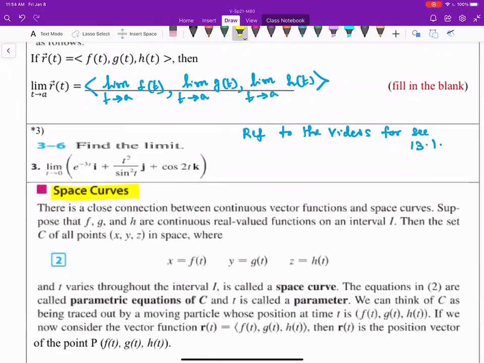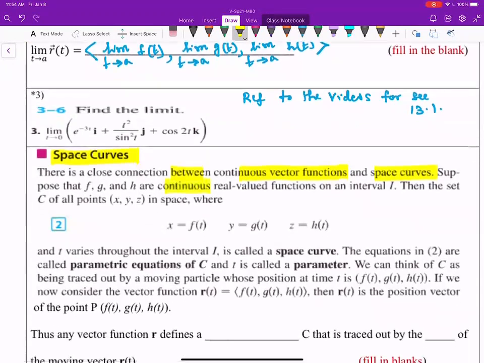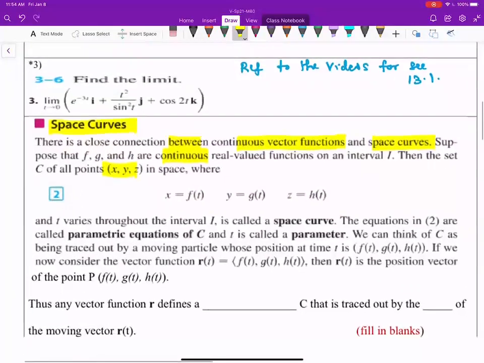There is a close connection between continuous vector functions and space curves. Suppose that f, g, and h are continuous real-valued functions on an interval I, then the set C of all points x, y, z in space, where x equal to f of t, y equal to g of t, z equal to h of t, and t varies throughout the interval I, is called a space curve. The equations in 2 are called parametric equations of C, and t is called a parameter.